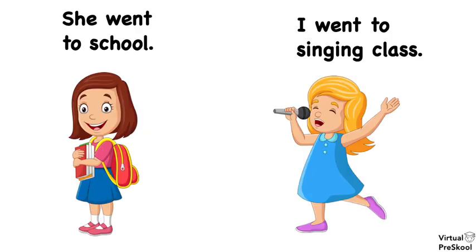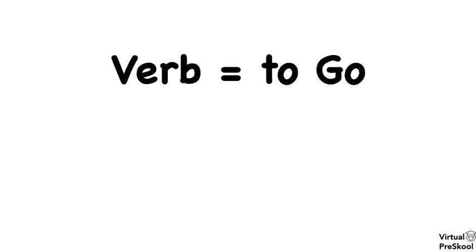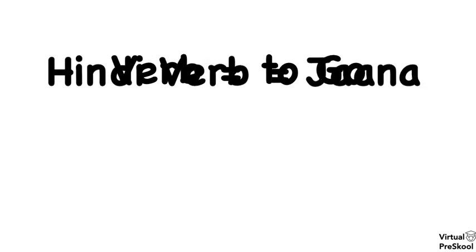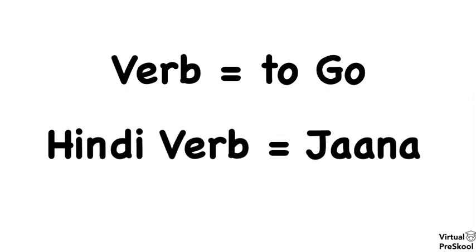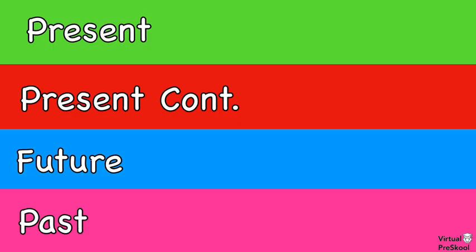Some examples in English are she went to school or I went to singing class. See how we have the word went? That's the English verb, and it tells us that it already happened. We're going to do the same thing, but in Hindi. Now the verb in English is to go. In Hindi, it's jana.